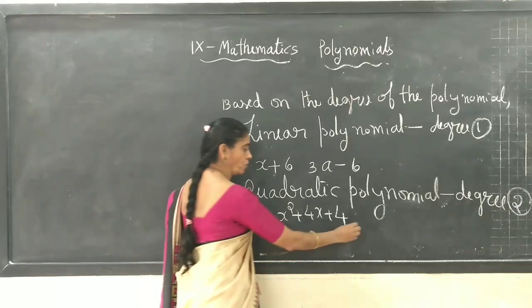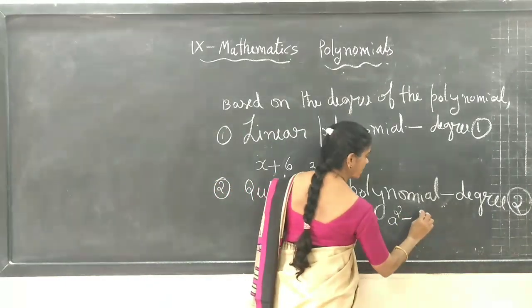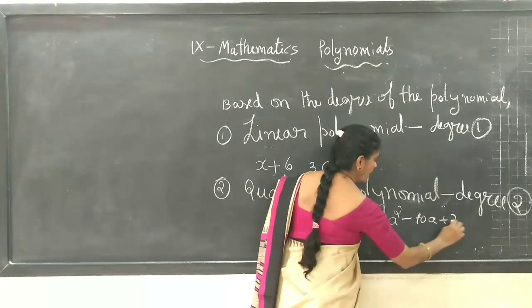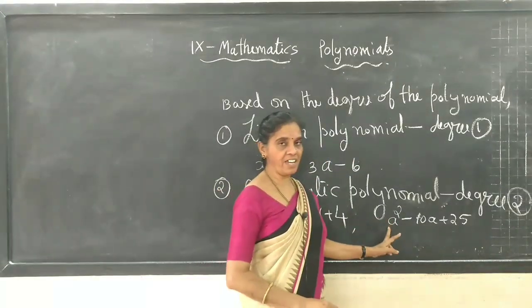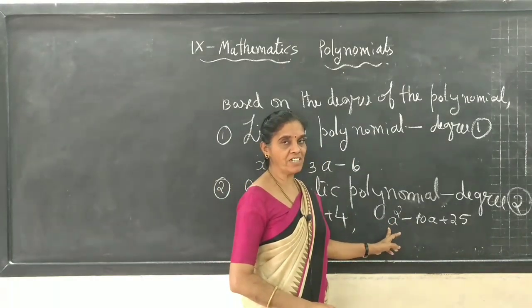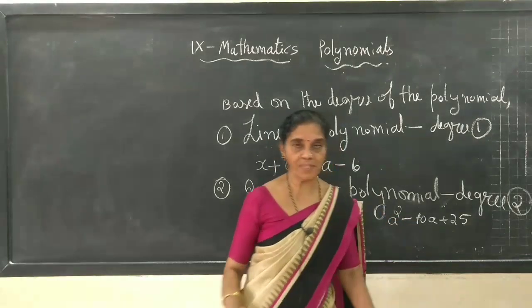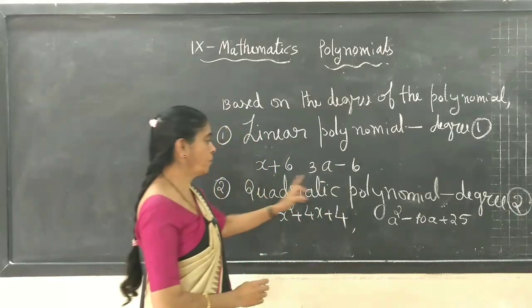Can we give one more example? a square minus 10a plus 25. Here the variable is a and its highest power is 2, so the degree is 2. So a second degree polynomial, a polynomial having degree 2, is called a quadratic polynomial.